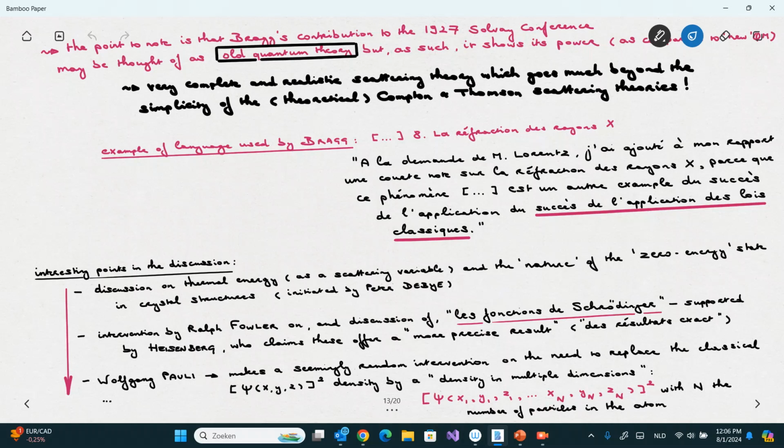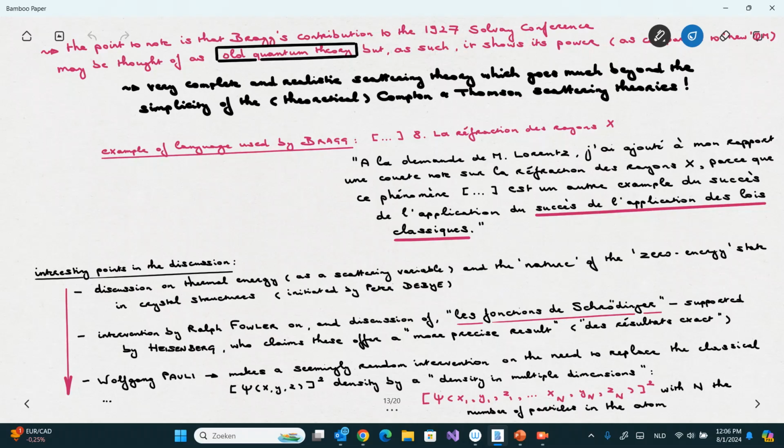He asks really, would it be possible to imagine sort of a zero energy state in crystal structures for the electron, for the atom? So that's interesting. Goes back to superconductivity and whatever. So I'm not going to go into detail, but it sort of gives an idea of what kind of questions were raised.